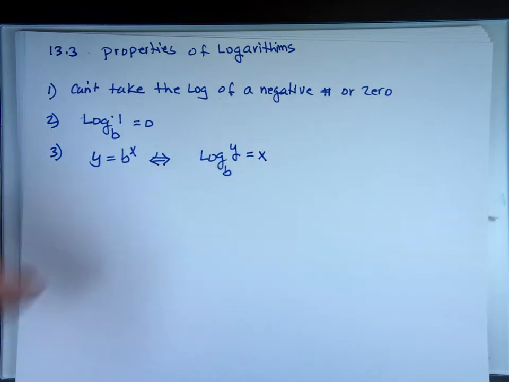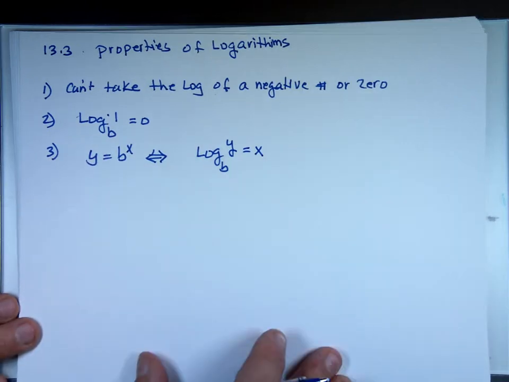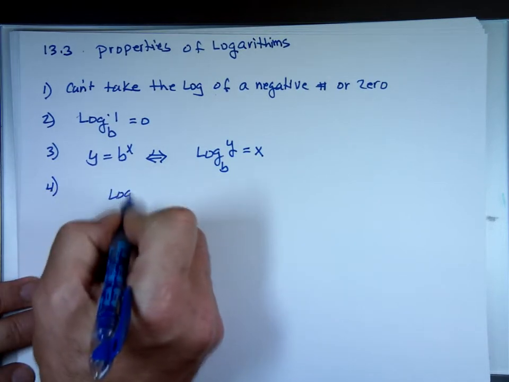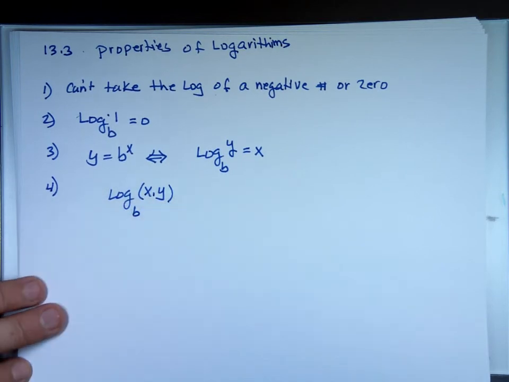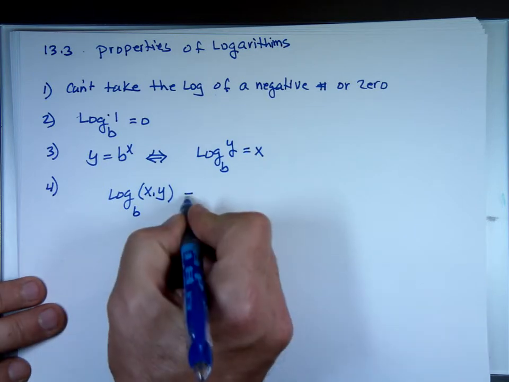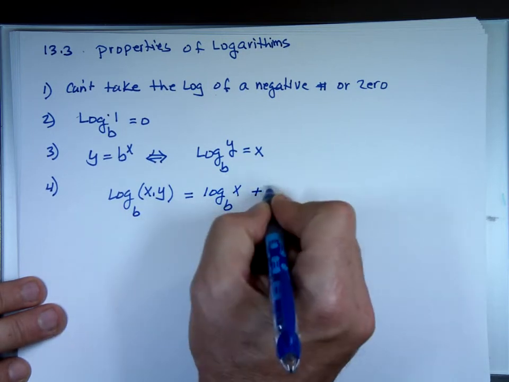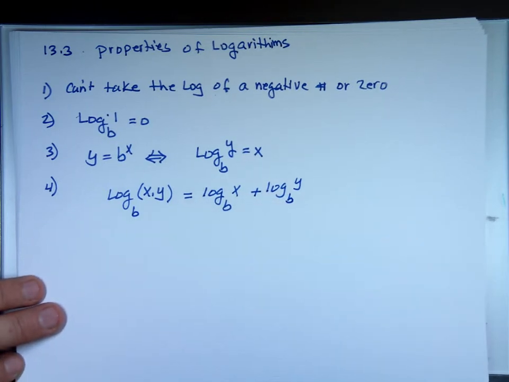And now here's the new set of rules. These are the old ones from the previous section. Now the new ones. If you have multiplications, remember we said the log is nothing more than an exponential function. What do you do when you multiply exponents? Add them. This can be broken down to log x base b plus log y base b. I'm just going to write them down now. I'll come back and do some examples with them.